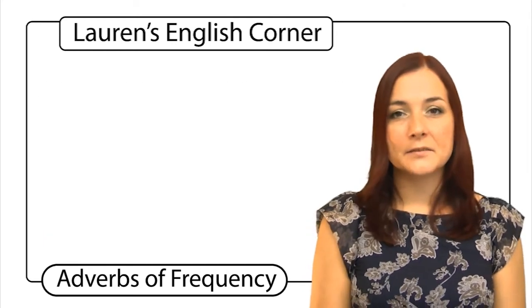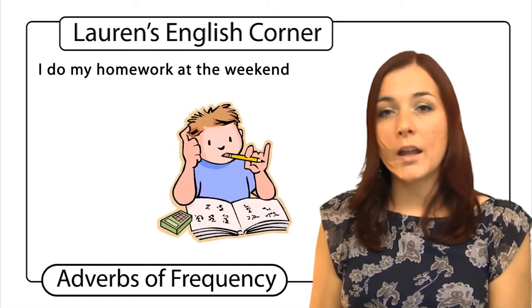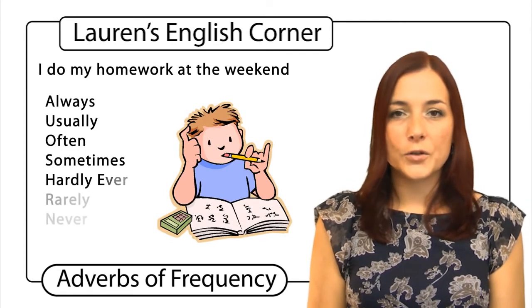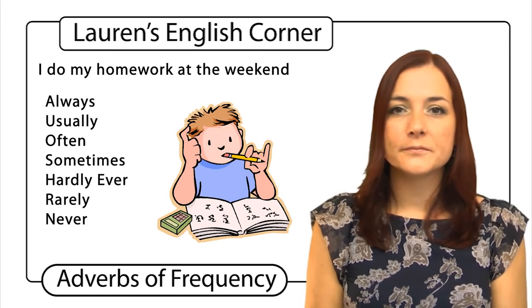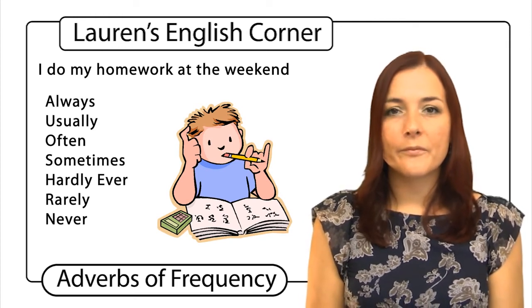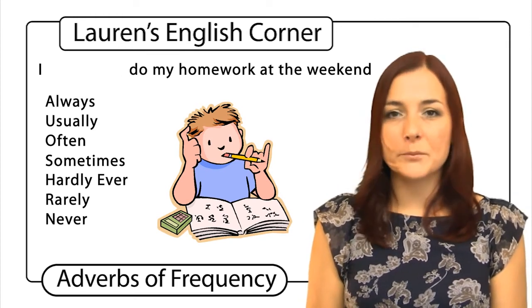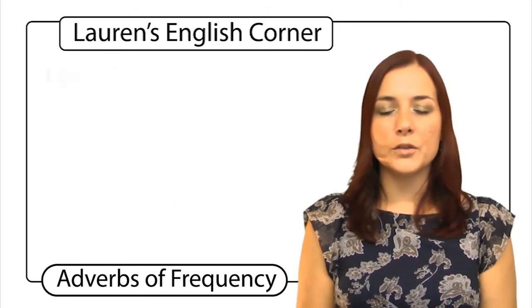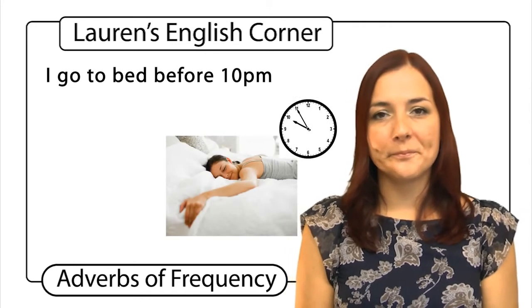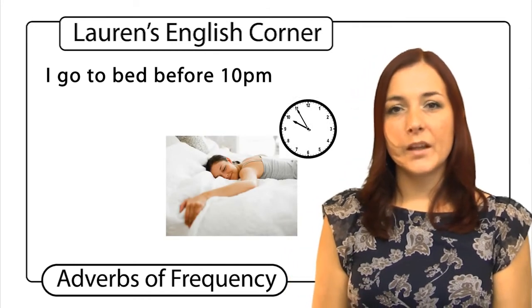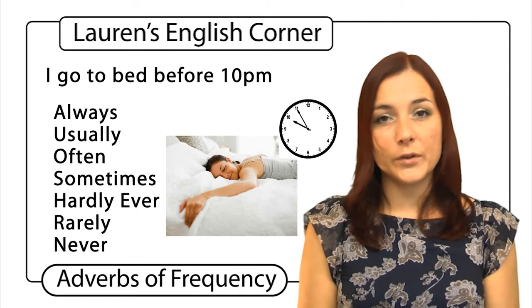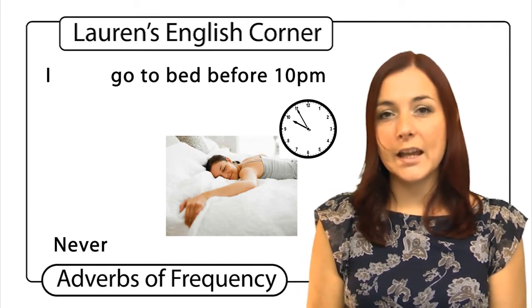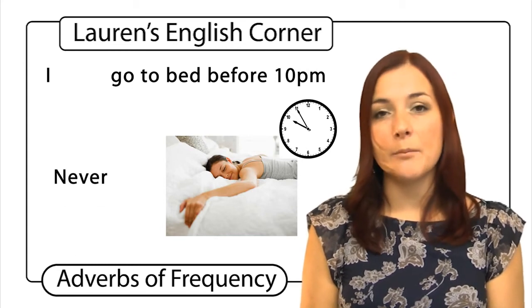Next sentence. I do my homework at the weekend. Your turn. I would say, I sometimes do my homework at the weekend. I go to bed before 10 p.m. So, how often do you go to bed before 10 p.m? I would say, I never go to bed before 10 p.m.